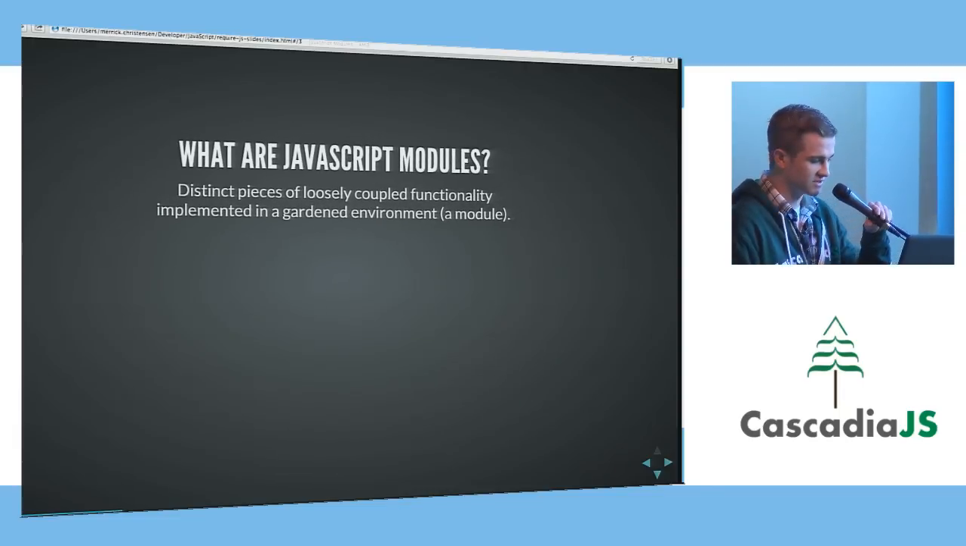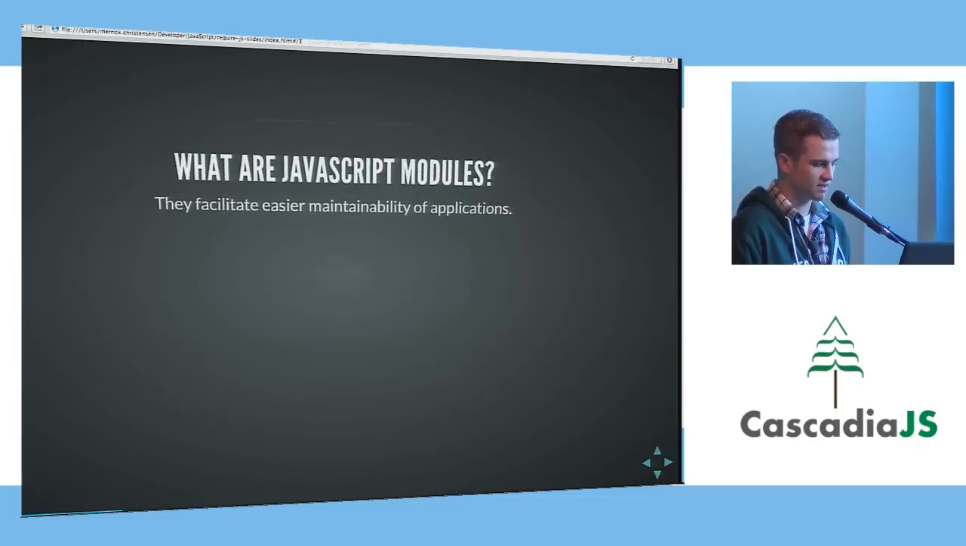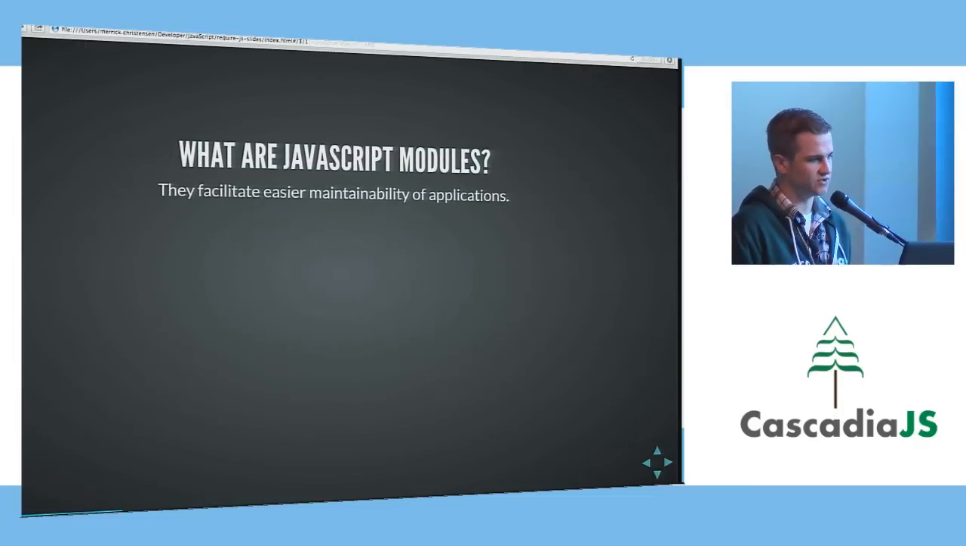So what are JavaScript modules? Well, they're distinct pieces of loosely coupled functionality, and they're typically implemented in some sort of environment. In Node, they're first-class citizens, and I'm sure the majority of you have used CommonJS modules. They facilitate the ability to have private variables and export an interface without polluting the global space.